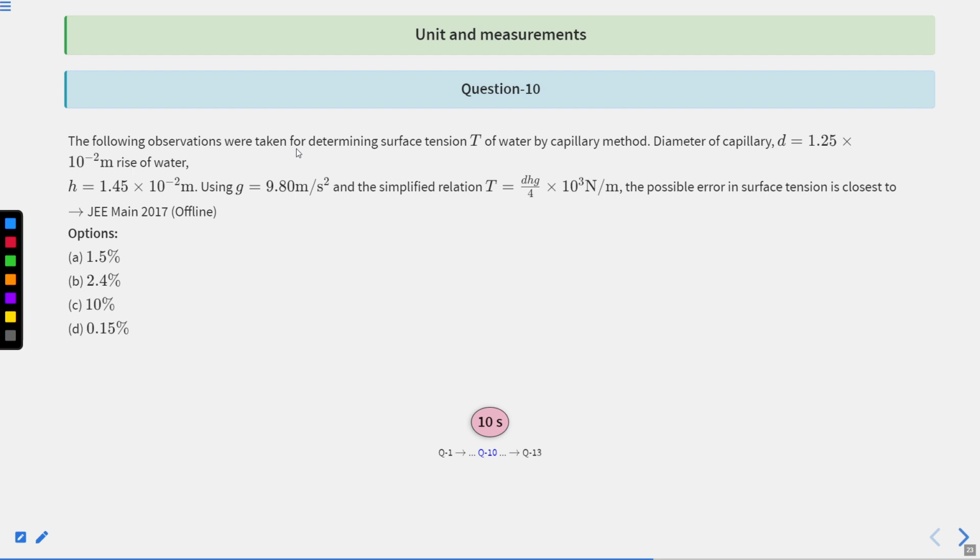The following observations were taken for determining surface tension T of water by capillary method. Diameter of capillary D equal to 1.25 into 10 raised to the power minus 2 meter, rise of water H equal to this. Using g equal to 9.80 meter per second square, and the simplified relation is this. The possible error in the surface tension is closest to, which one is correct? Options A, B, C and D. This is the JEE 2017 question. Find out the solution. You have 10 seconds to solve this question. After that we will provide the answer.